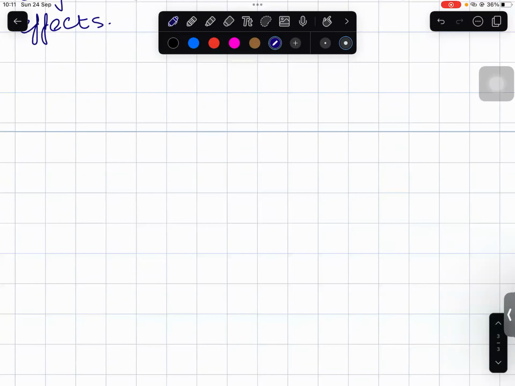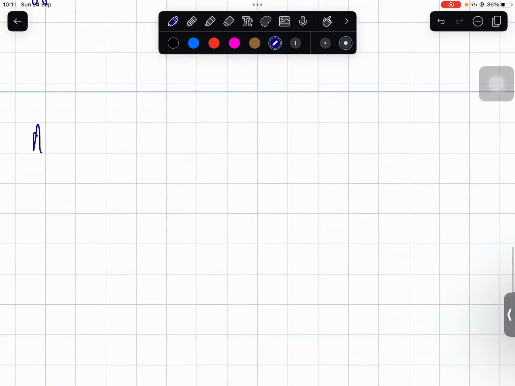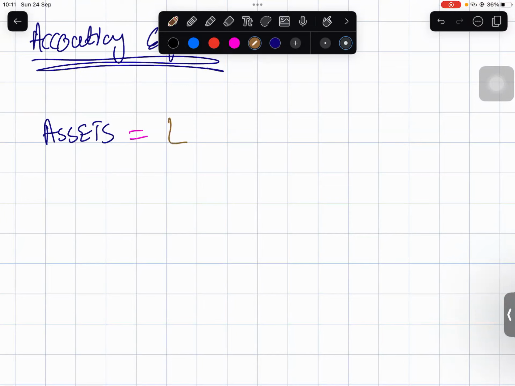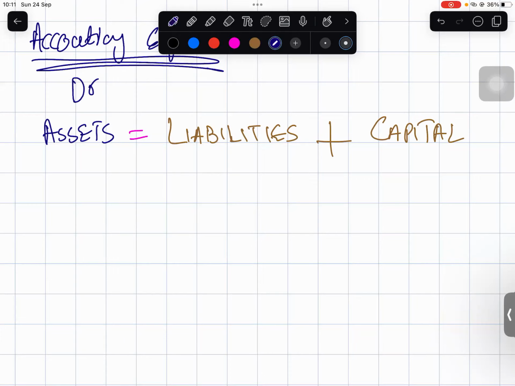Yeah, so one other thing which we discussed yesterday was the accounting equation, which we discussed to be assets equals liabilities plus capital. We discussed that this right here is the debit side, and this right here is the credit side.